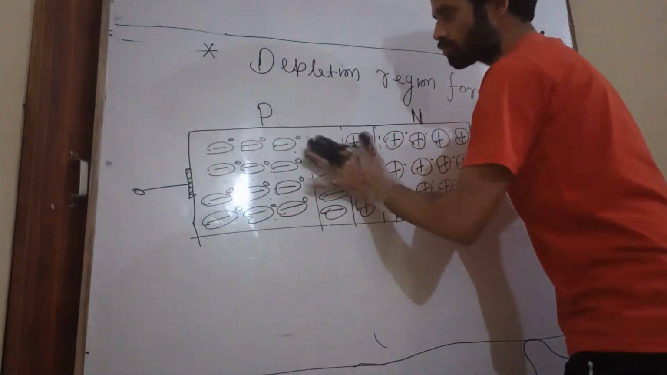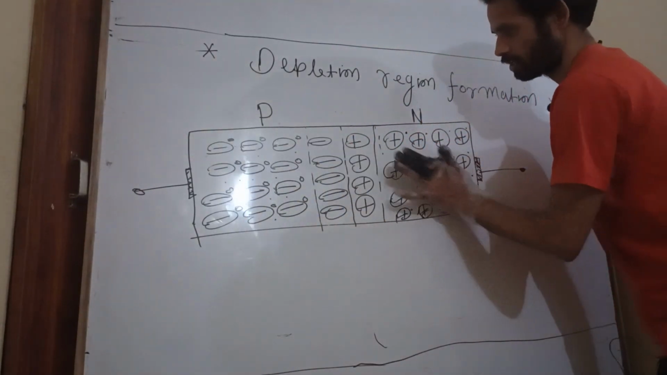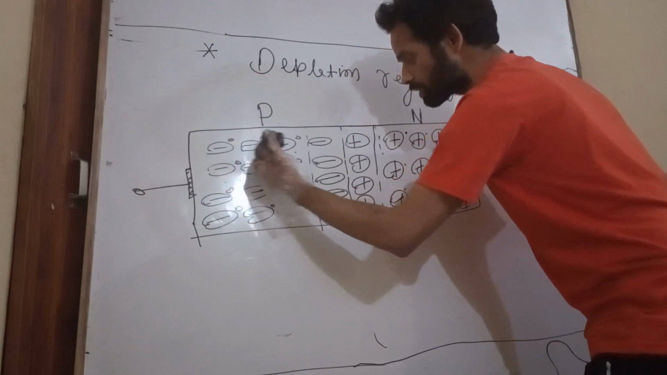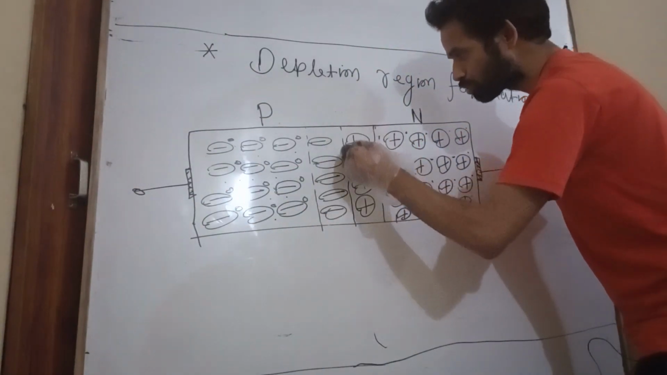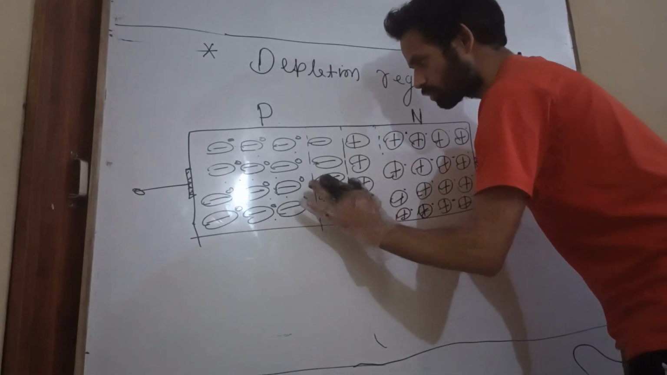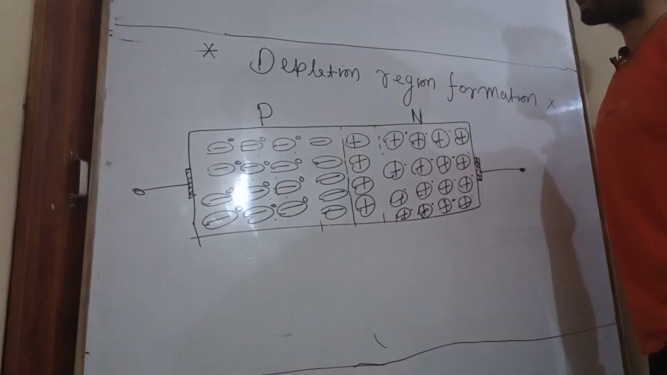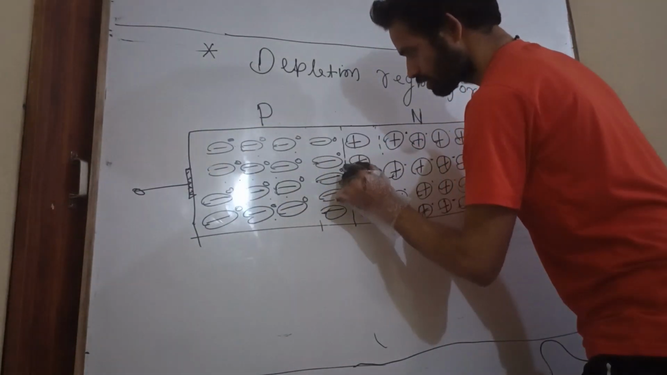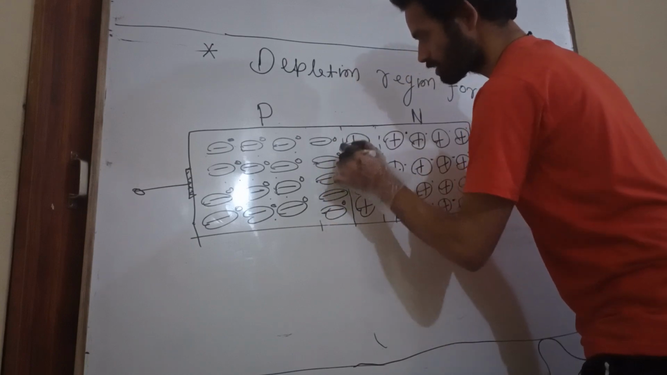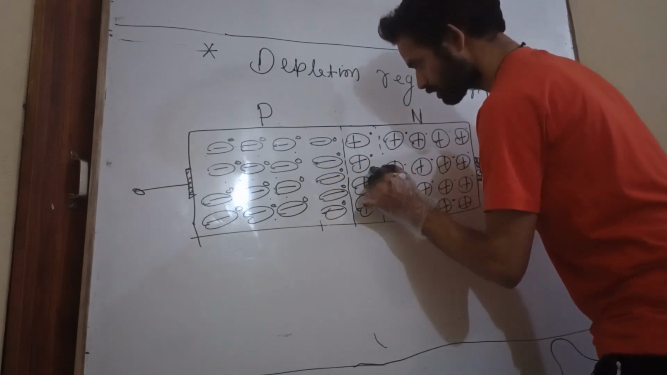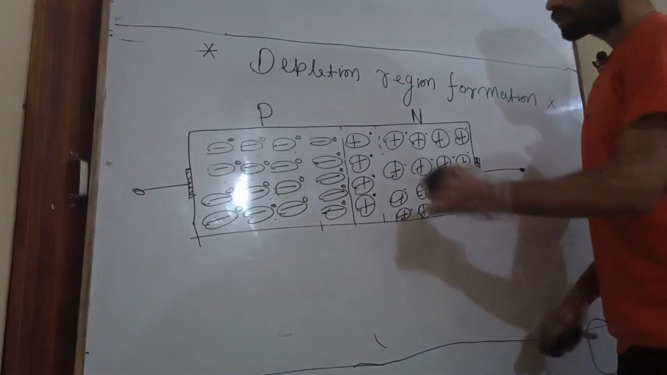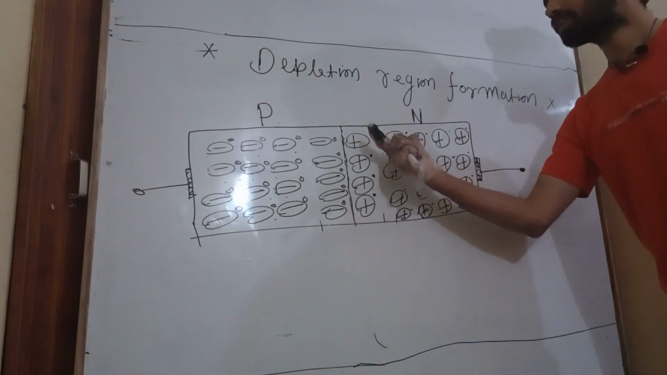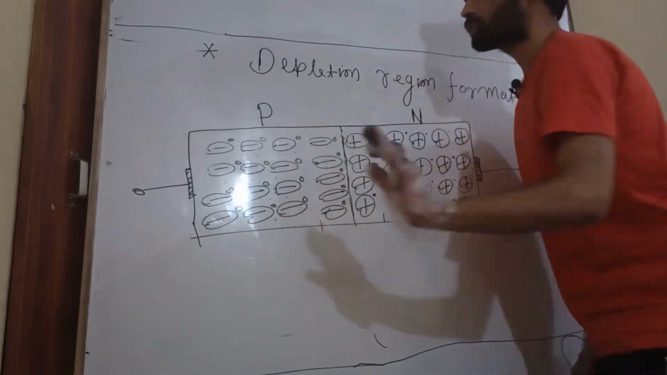Now diffusion will start from the P region to the N region. These holes will start migrating from the P region to the N region through this junction. This junction is not yet there; it is just a partition between the P and N regions. Nothing is there yet, no depletion region.